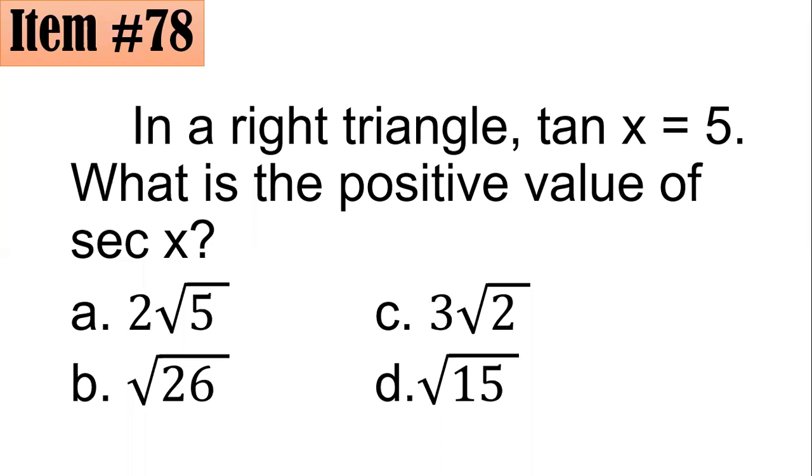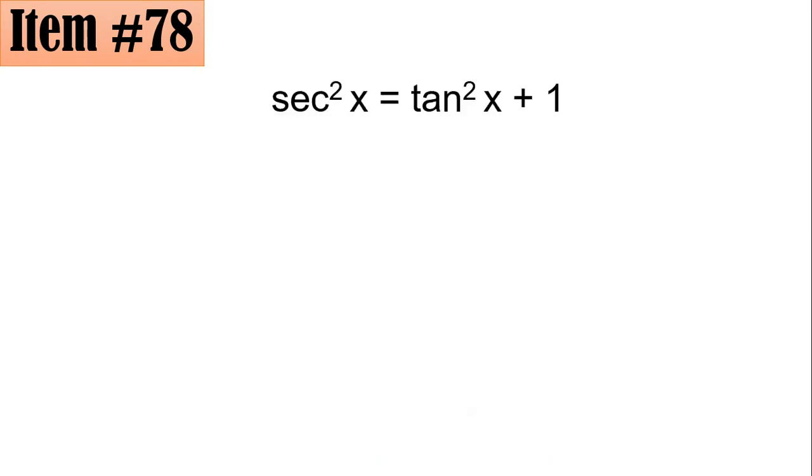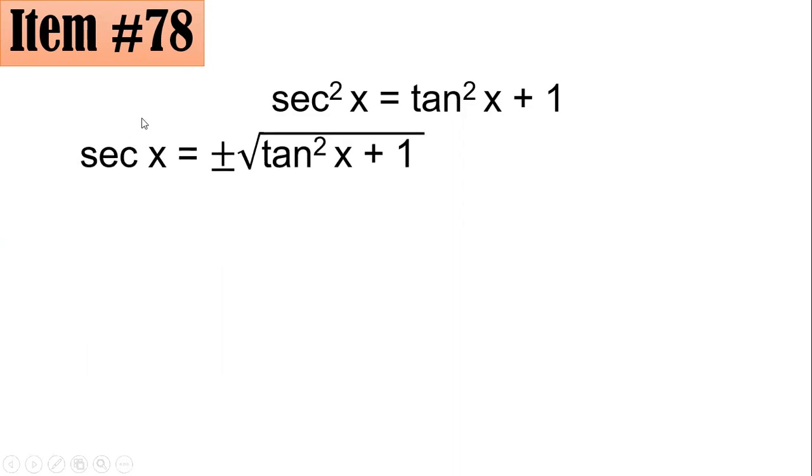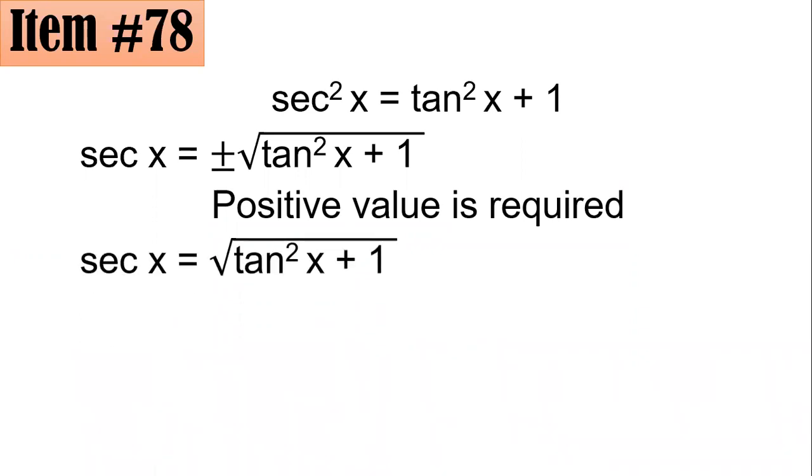Okay, correct. We will be using an identity. In fact, there is an identity that links secant and tangent. This is one of the Pythagorean identities in trigonometry. That is secant squared x equals tangent squared x plus 1. And for our case, if we take the square root of both sides of the equation, secant x equals plus or minus the square root of tangent squared x plus 1. Remember, we have to place a plus and minus because it's one of the things that has to be done if you are taking the square root of both sides. But again, we are only required the positive value of this. So I'll just omit the negative and use the formula secant x equals positive only, the square root of tangent squared x plus 1.